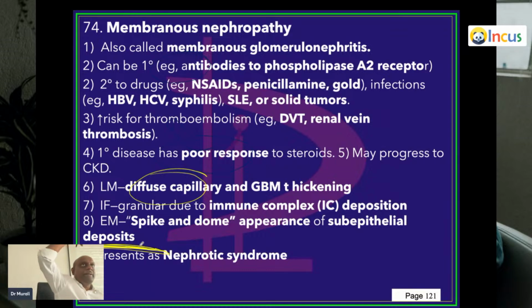PSGN. PSGN has subepithelial deposits. Membranous has subepithelial. MPGN type 1 has subendothelial. MPGN type 2 has intramembranous. It's the same, isn't it? Whoever says where the deposits are in glomerular nephritis is showing scholarship. Then it presents with nephrotic syndrome.